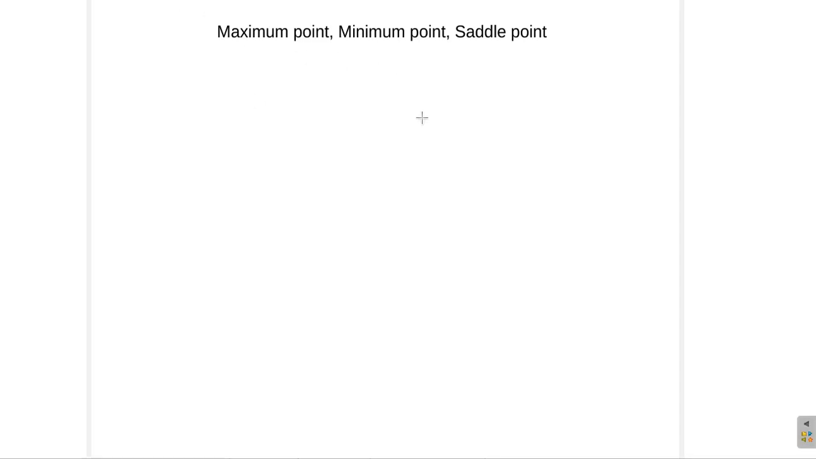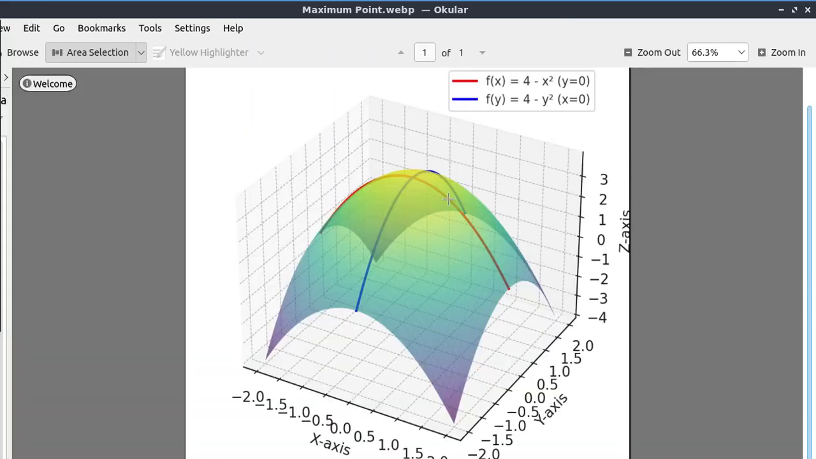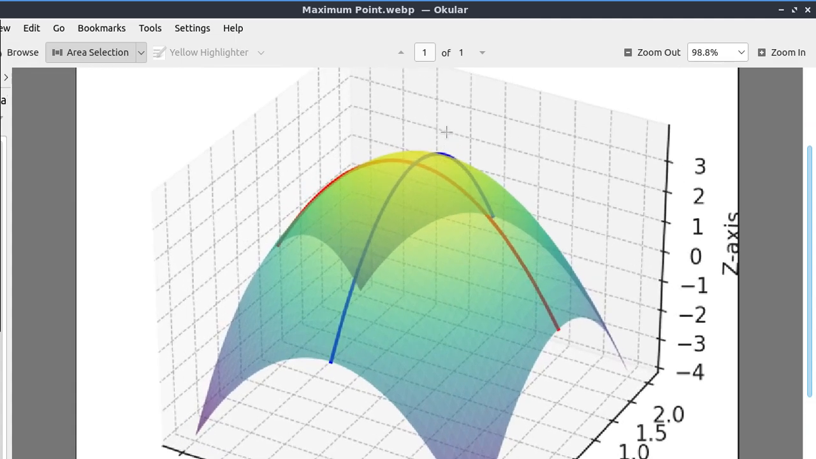Let us look at a summary of the maximum point, minimum point, and saddle point. So the maximum point, something like this. We have the x and the y-axis. The first partial derivatives would be 0 because they are at the top of the hill. They are at the maximum point.